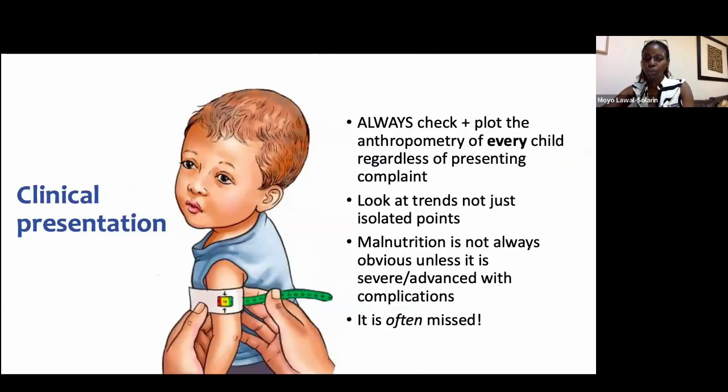All right, so moving on to clinical presentation. The biggest takeaway here would be always check and plot the anthropometry for every child, regardless of what they're coming for, regardless of the presenting complaint, regardless of what they look like as well. So most children or most caregivers won't present with malnutrition. They won't come to you and say, oh, my child is malnourished, or oh, my child looks thin. They are usually presenting for something else completely unrelated. So gastro, or a cough that isn't resolving, or maybe now they realize that their child is feeding poorly.